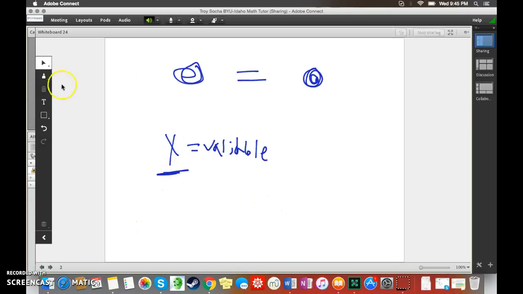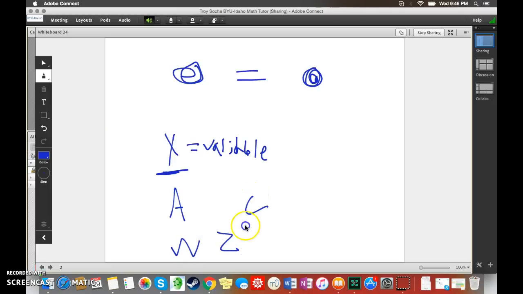The next thing to remember is x can be any letter as well. We can use A, we can use W, we can use Z, we can use a squiggle line. It doesn't have to necessarily be x. It's just anything that's standing in place of a number we don't know. So that's the key to variables. We don't know. And we need to solve to figure out what it is.